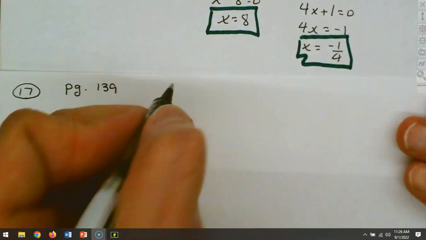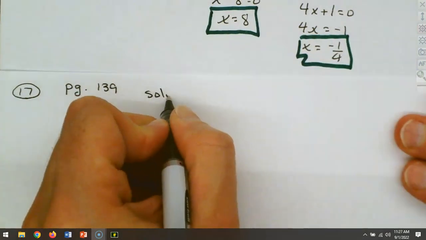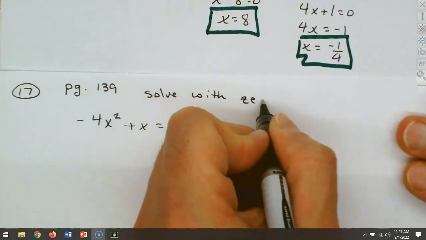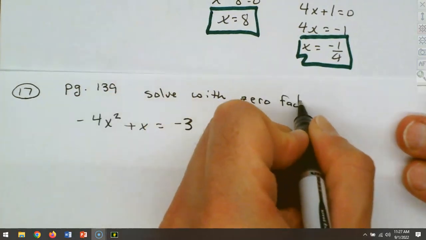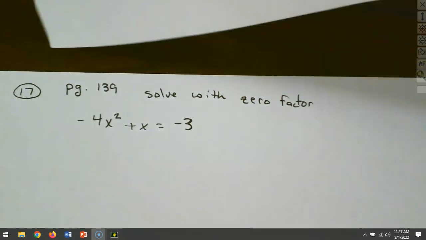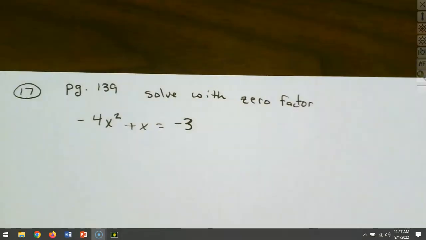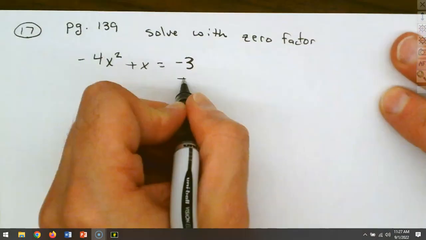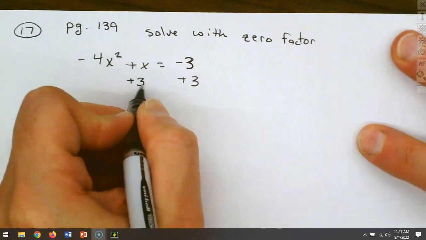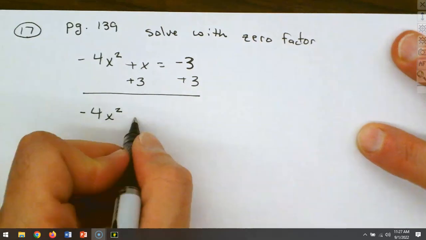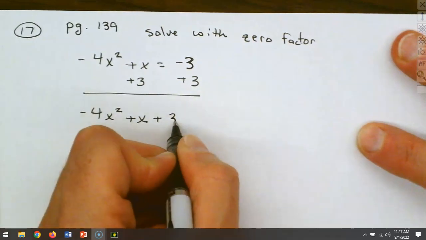And again, same directions, solve with zero factor. So we're going to try and solve this with zero factor. So step number 1 is we have to set this to 0. So I'm going to add this 3 over. Now we've got a minus 4x squared. We have a positive x and a positive 3.